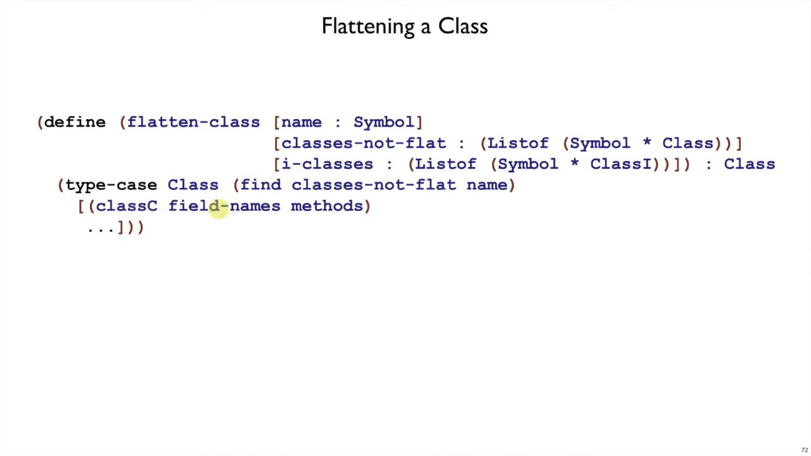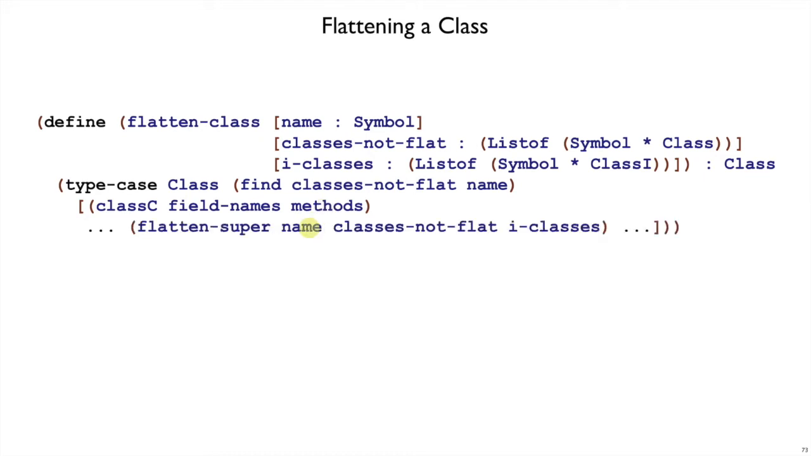And we got a class C with the immediate field names and the methods. Now we want to merge in the ones from the superclass. So to do that, we flatten out the superclass. And that takes care of the recursive flattening. So maybe the superclass has a superclass and so on. We'll write the flatten super method in a minute.